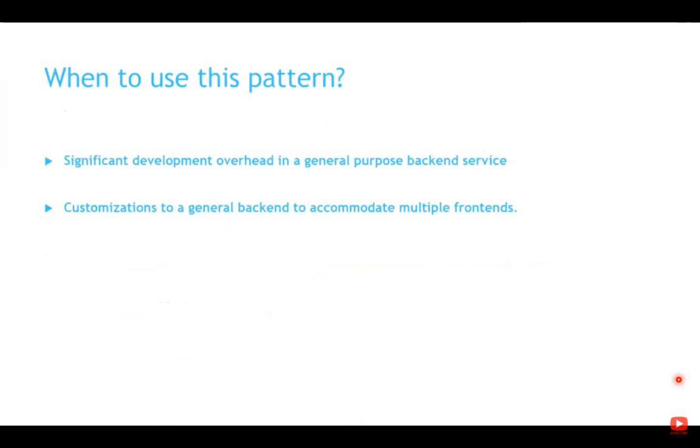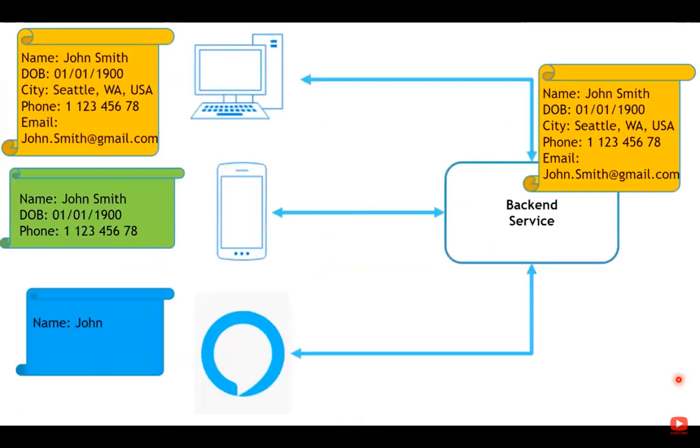Now let's see when you should use this pattern. When you have a significant development overhead in a general backend service. As we've seen before, we have a single backend service consumed from different front ends. Each front end is going to display a different amount of information. Then accordingly, we will have to do a lot of customization in the backend service to be able to serve these different front ends. And this is exactly when you should consider using this pattern.